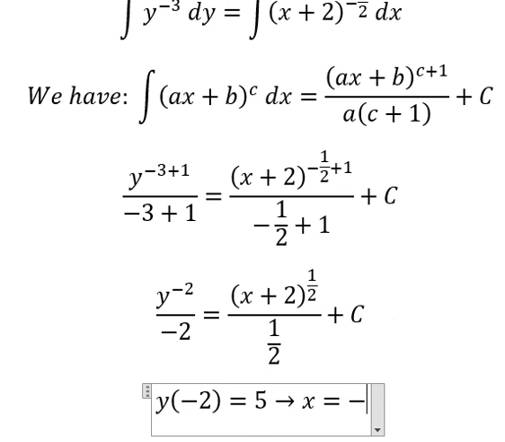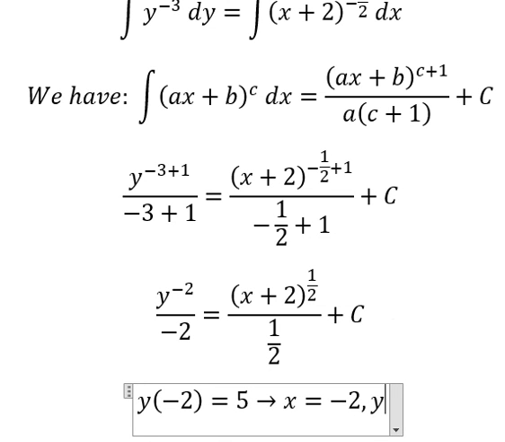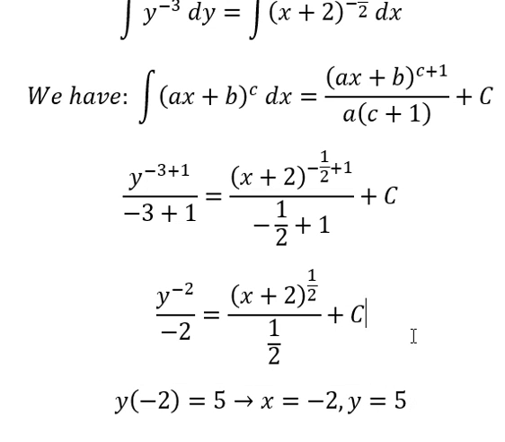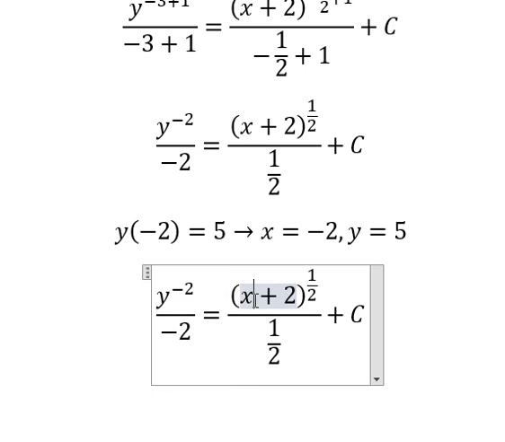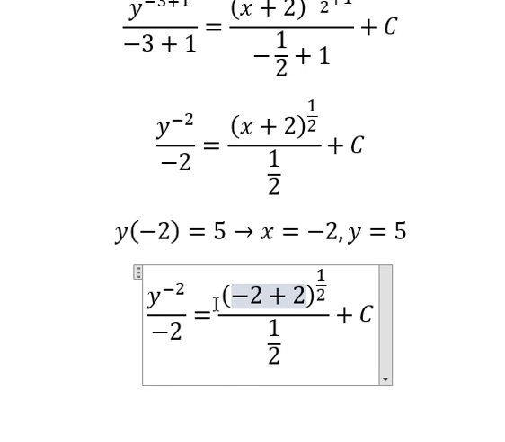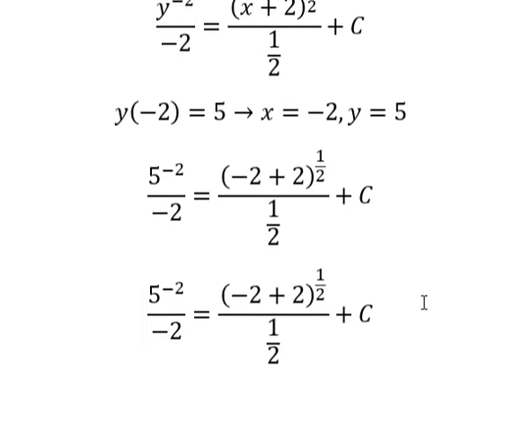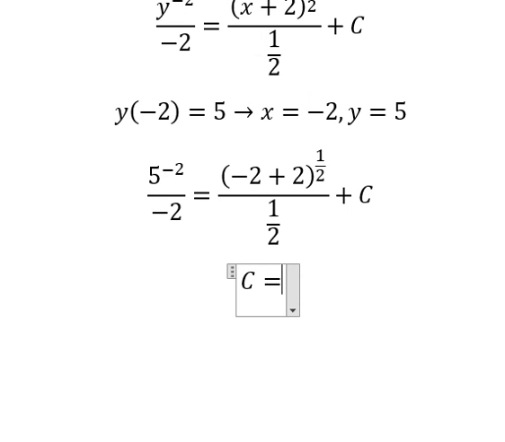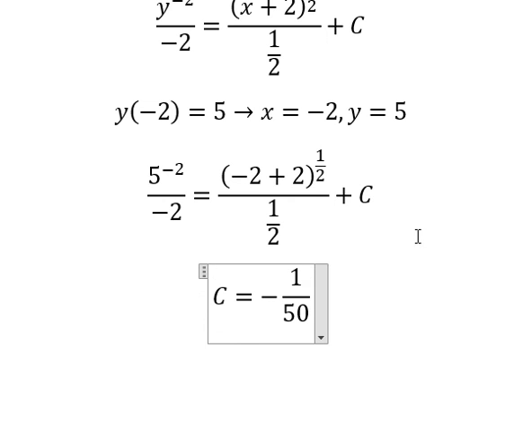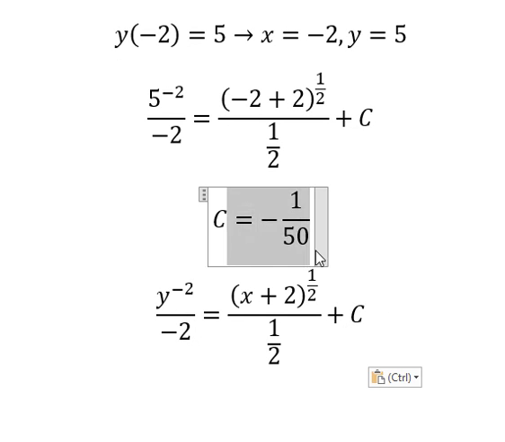When s equals to negative number 2, y equals to number 5. So I will put negative number 2 and positive number 5 to find the value of c. So we have c equals to negative 1/50. So I will put this one on here.